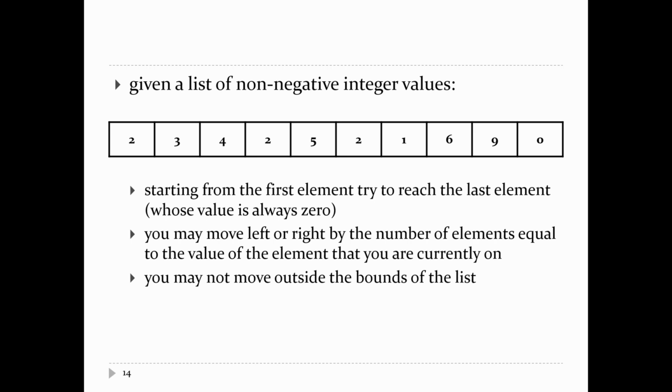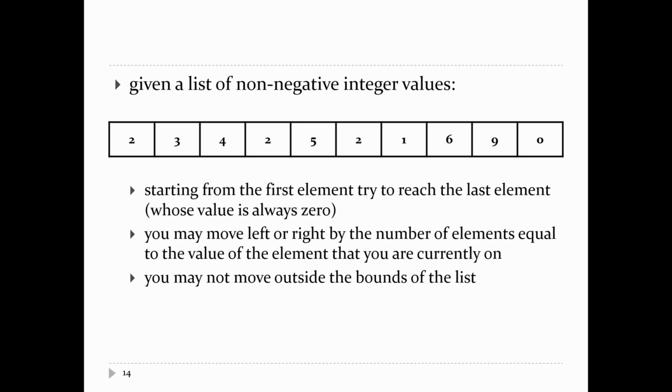Okay, so it's a similar idea. You've got a list. It contains a bunch of non-negative integer values in it. The rightmost element is always 0. The leftmost element can be any value, and you always start at the leftmost element. So the goal is to try to reach the rightmost element, so try to reach the end of the list.